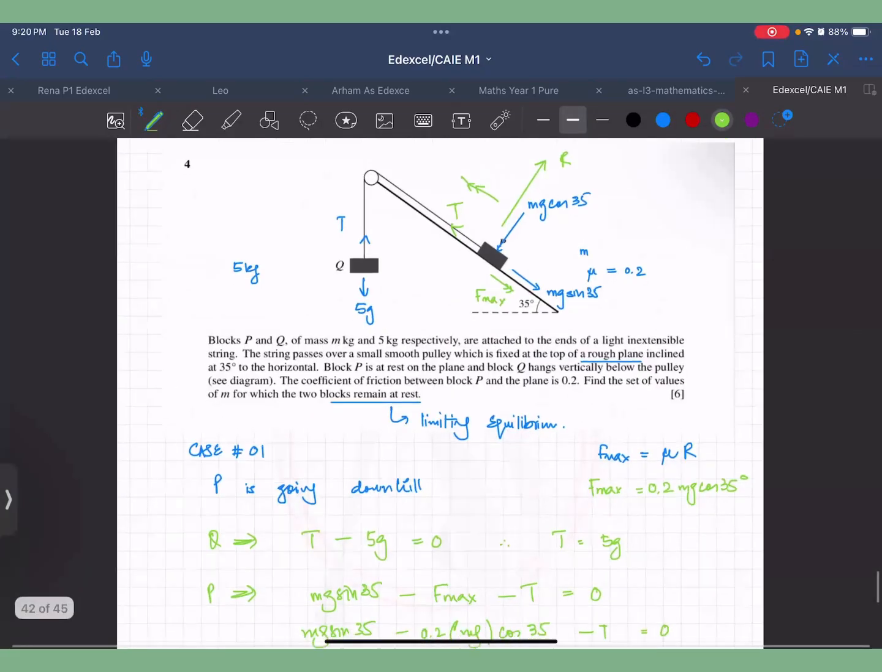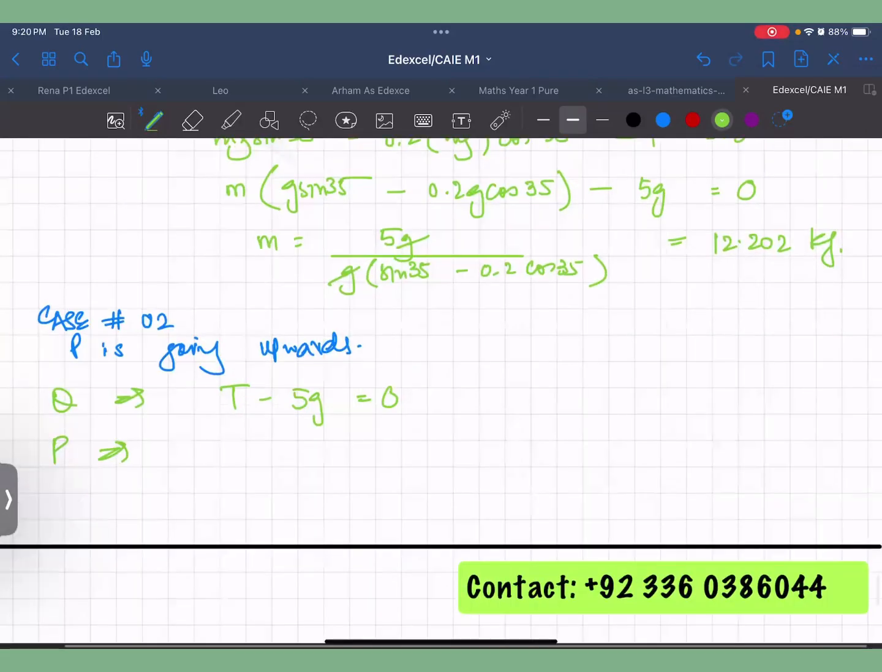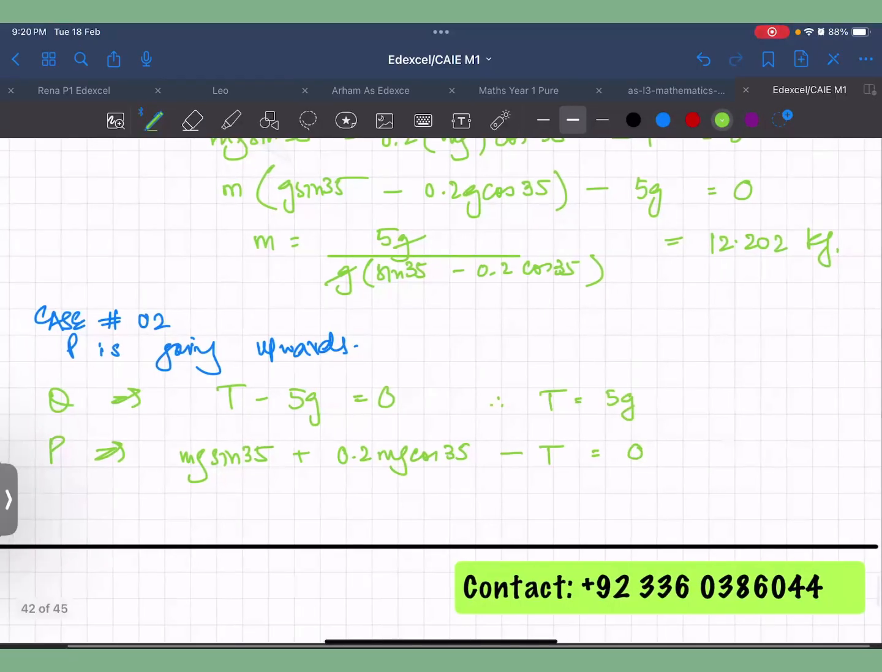So mg sine 35 plus F max and then minus tension. Mg sine 35 plus F max, and F max was 0.2 mg cos 35. And then minus tension equals 0. And tension was equal to 5g. Again, from here, tension comes out to be 5g. So mass taken common, g sine 35 plus 0.2 g cos 35 equals 5g. So g and g cancel out.